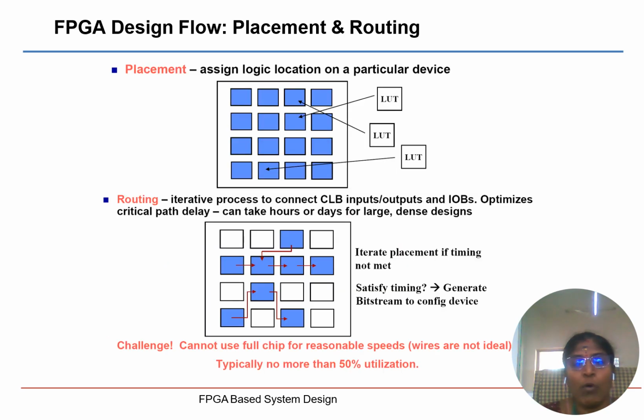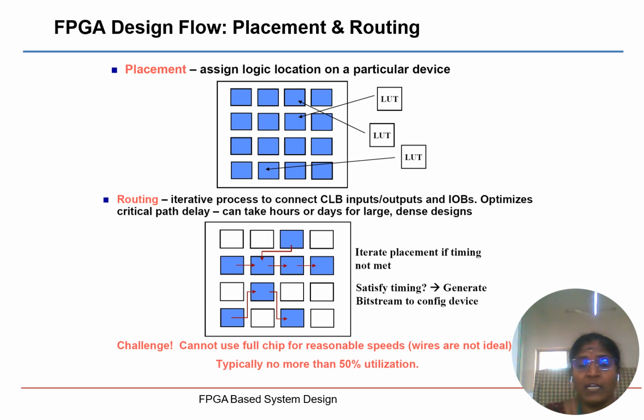Now the placement and routing. The blue color boxes show the configurable logic blocks. Each and every LUT is placed in the respective configurable logic block. Assigning logic locations on a particular device is called placement. Once this is established, routing can be applied. Routing is nothing but an iterative process to connect configurable logic block inputs, outputs, and IOCs. It optimizes the critical path delay.